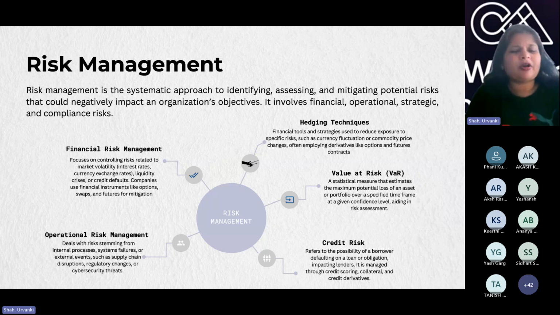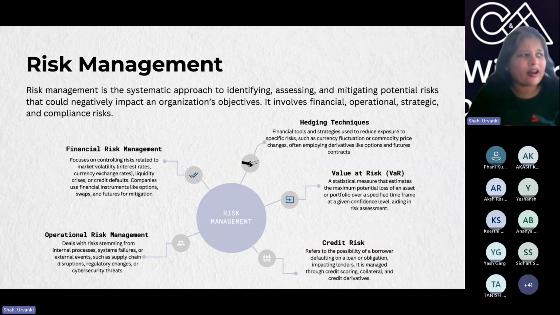Now we see this topic of risk management. There are various kinds of risk that we speak about. That's financial risk, hedging technique, operational risk, value at risk, credit risk. Financial risk is a very, very direct example.